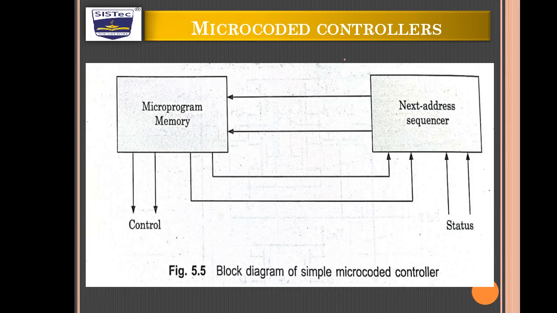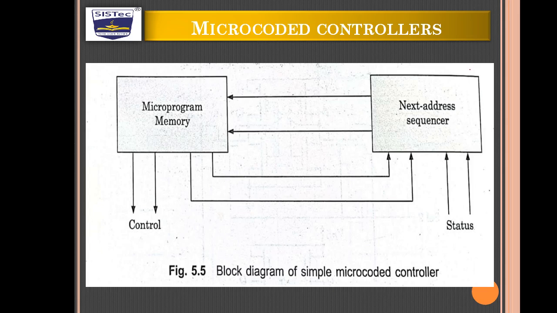In this diagram we can see a micro-coded controller consists of a memory unit and next address sequencer circuits. The memory unit has micro instructions, and the next address sequencer directs the execution sequence of micro instructions. A micro-coded controller is a special form of computer, while a micro instruction is a set of encoded control bits that directs the operation of logic during the clock cycle.